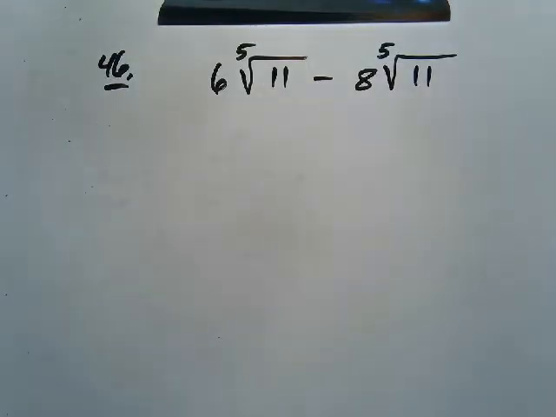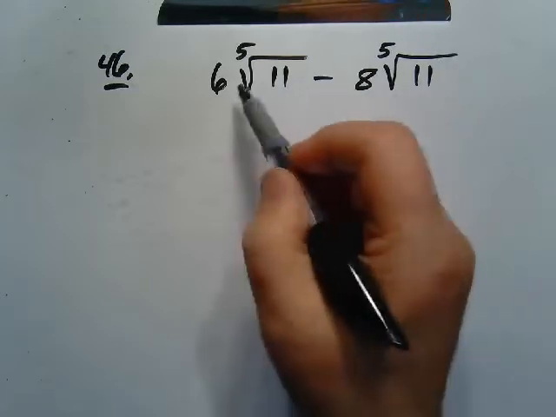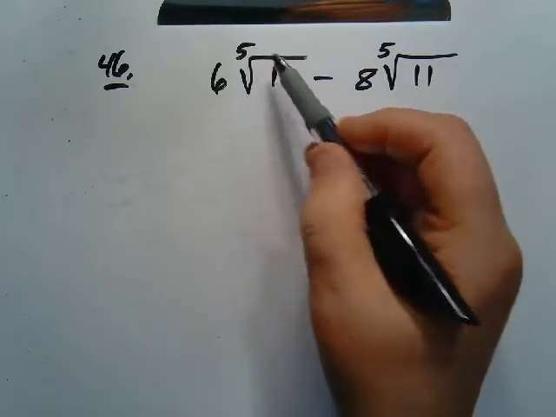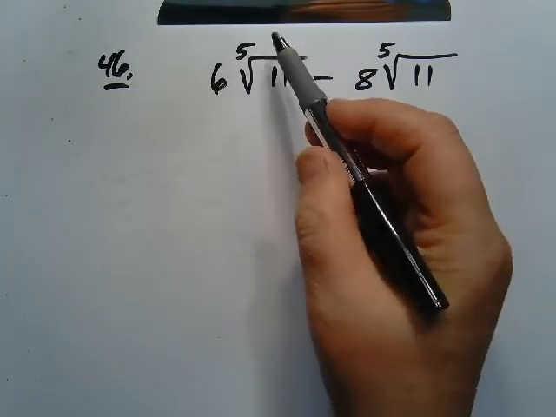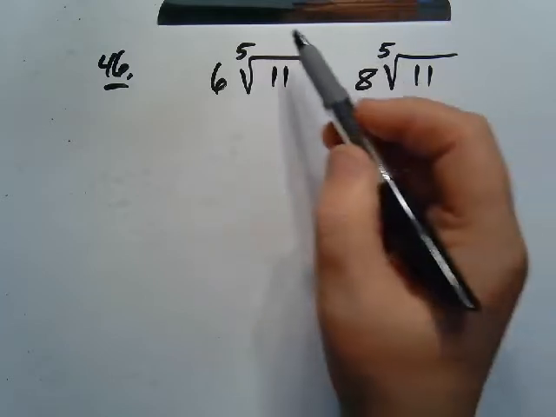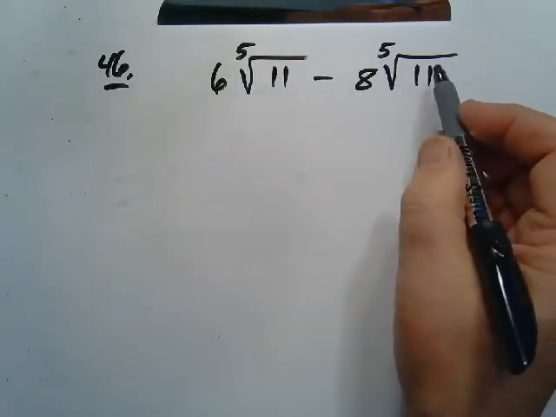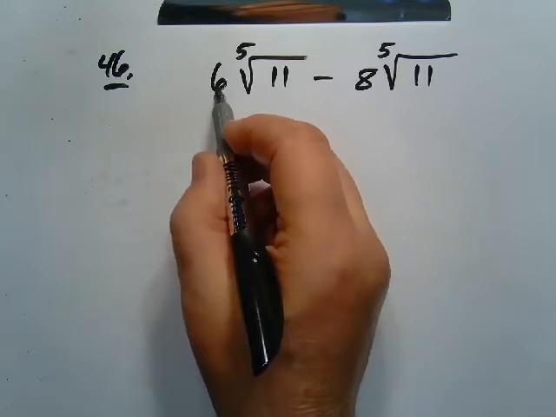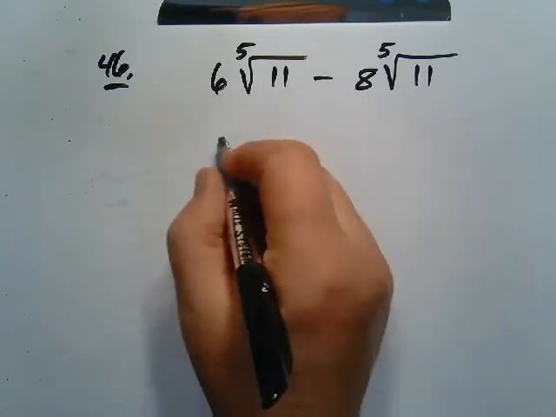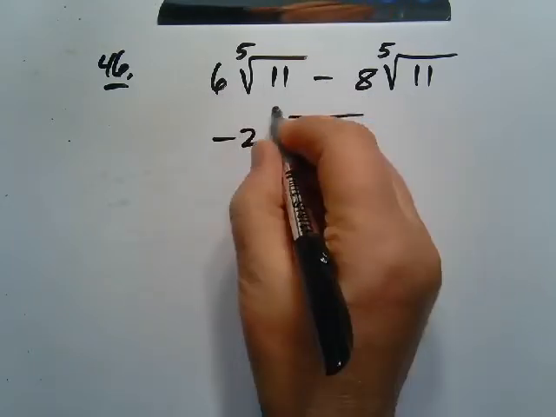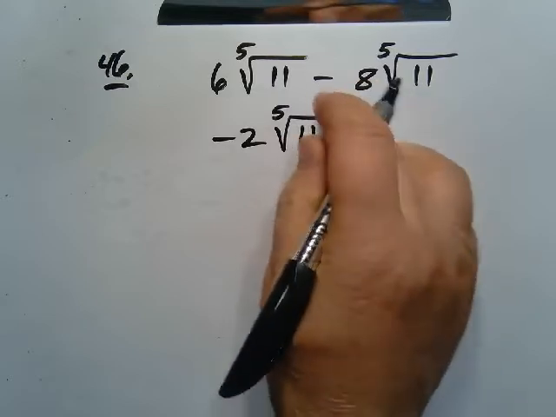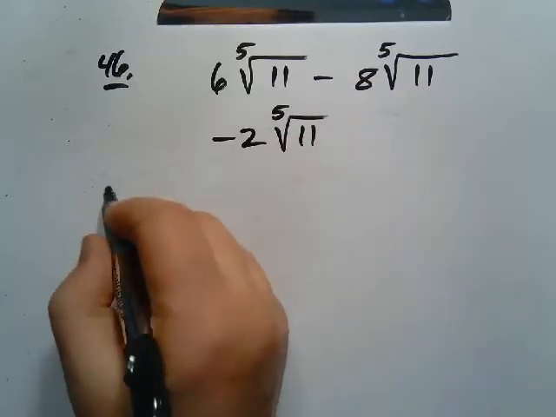All right, let's take a look at 46. It looks really complicated, but it really isn't. These are like radicals. They're the fifth root of 11. Just like in the last problem we had the square root of 3. The fifth root of 11, they're both like radicals. So we can simply add them together. The coefficients out front, 6 minus 8 is a negative 2 fifth root of 11. And of course 11, there's nothing we can do with that.